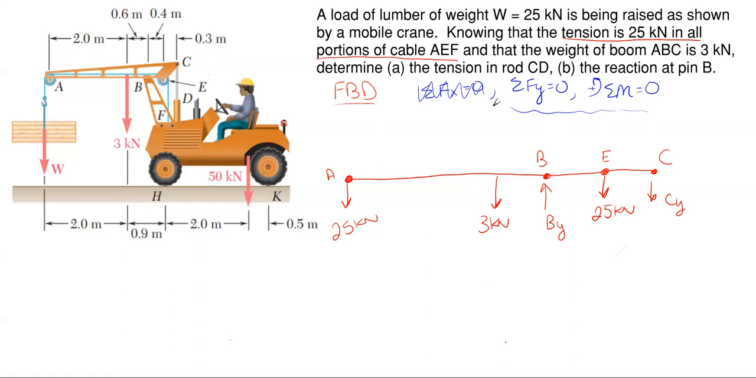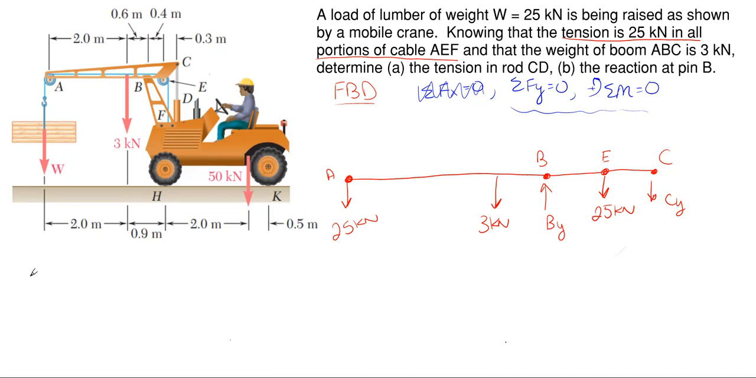So if I go to sum forces in the y direction, I would get two unknowns and not be able to solve it. So let's go straight to our moment. Let's do part A first, where it says the tension in the rod. In order to get C sub y, I would have to sum moments at B, so that B would drop out of my equation.